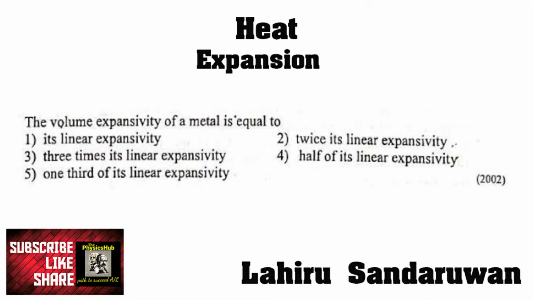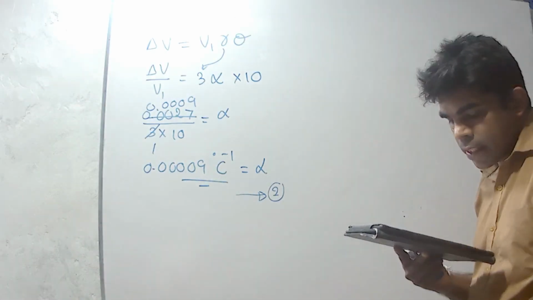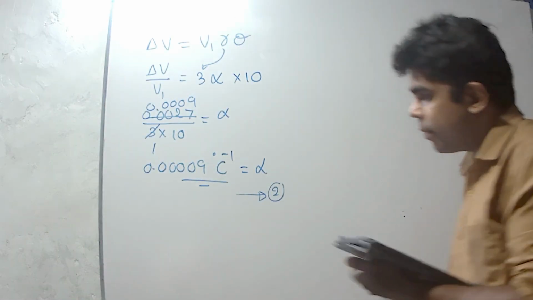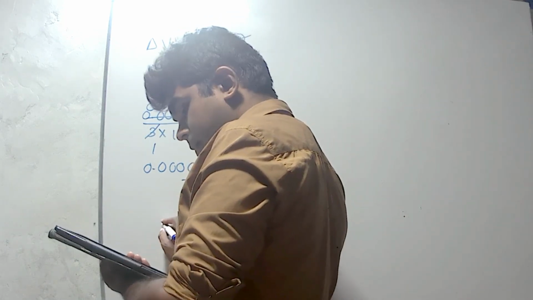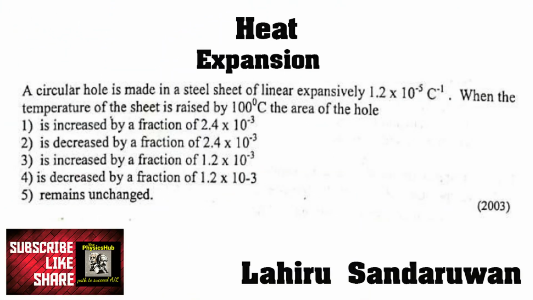The volume expansivity of a metal is equal to, we know that it is 3 times the linear expansivity. Then the answer is 3.